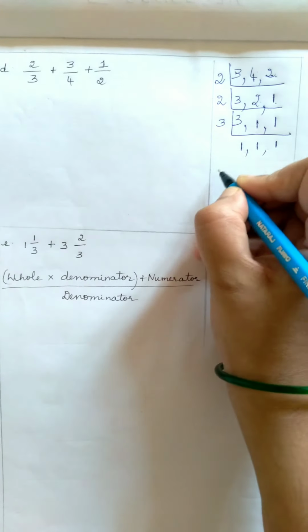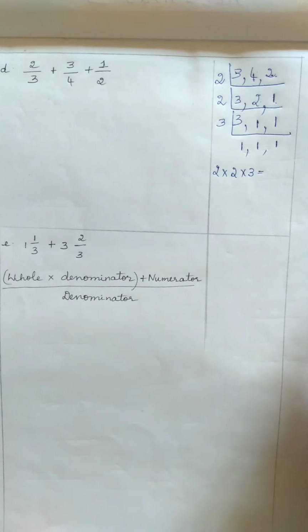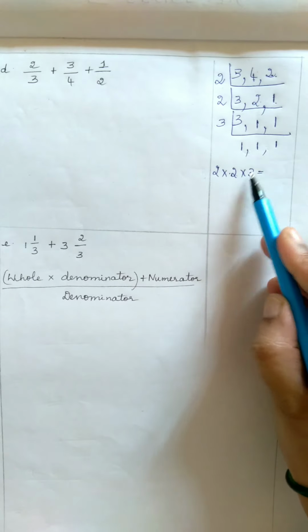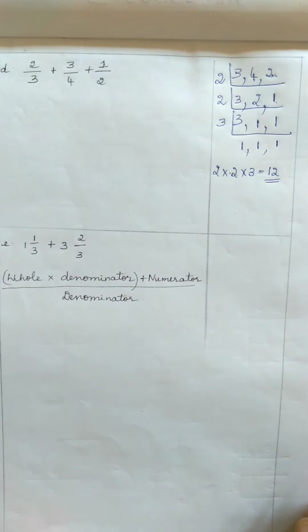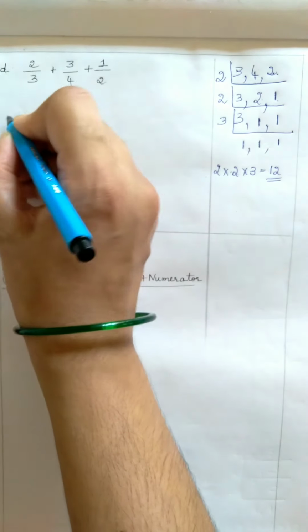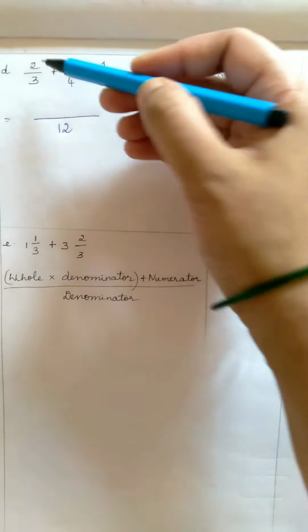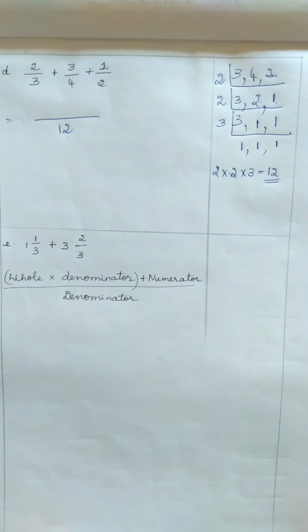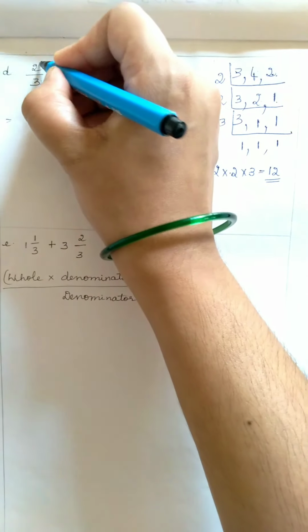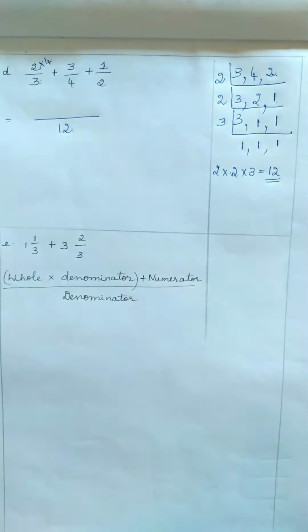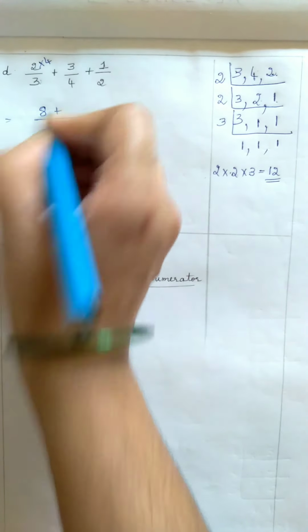Multiply these numbers. We have 2 into 2 into 3. That will be equal to 2 2s are 4, 4 3s are 12. Therefore, the LCM of 3, 4, 2 will be equal to 12. Now consider 2 by 3 and the LCM 12. 3 4s are 12. So, multiply 4 to the numerator. Therefore, 4 2s are 8, plus.